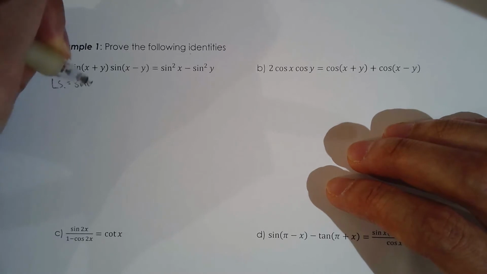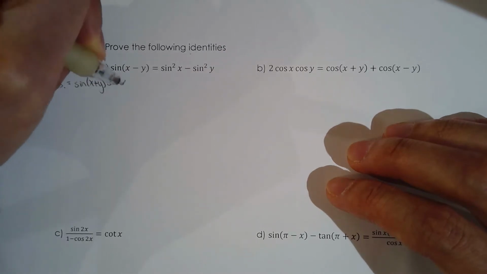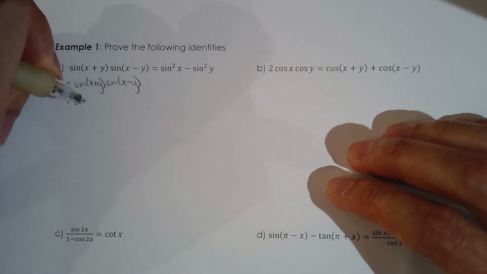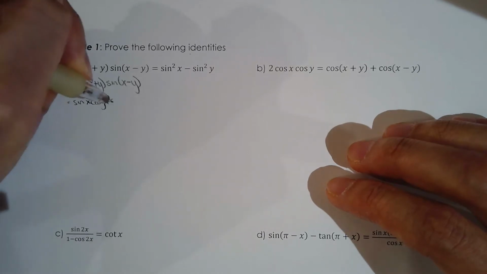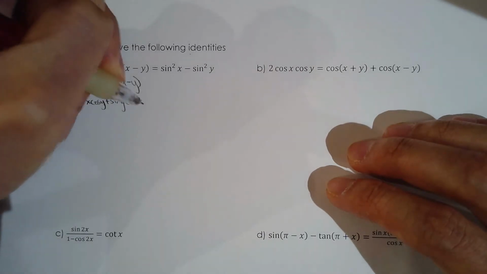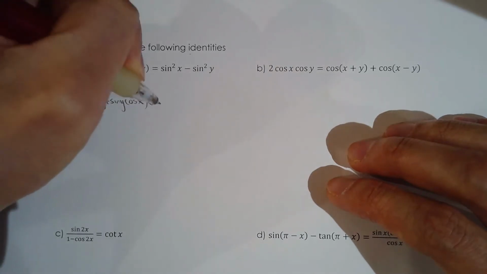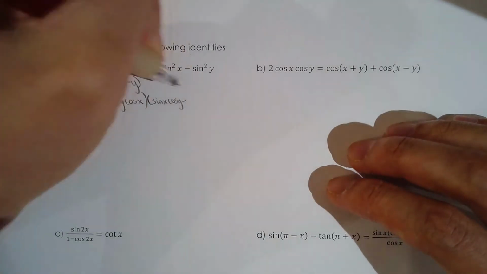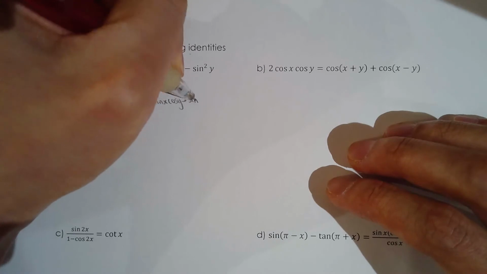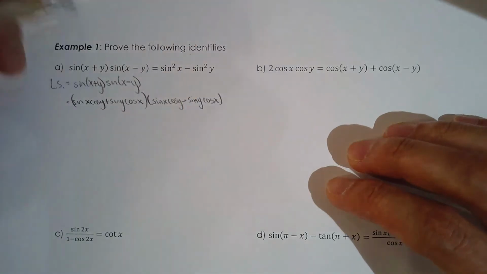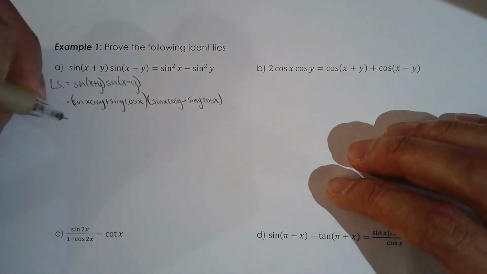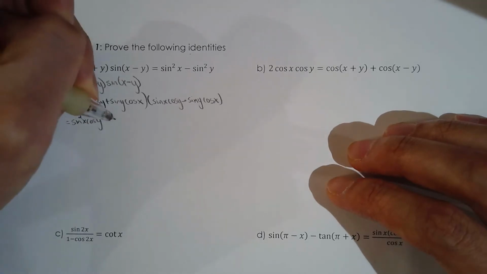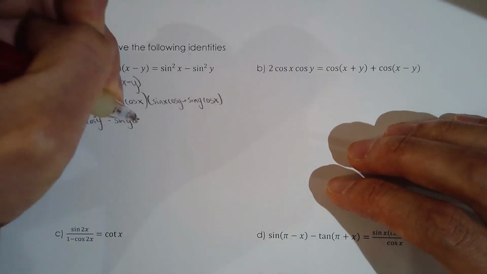So sine of x plus y, sine of x minus y. You need to know the addition formula and you need to know the subtraction formula for sine. So the subtraction formula for sine is sine x cos y minus sine y cos x. These terms are the same, so it's a difference of squares. So sine squared x cos squared y minus sine squared y cos squared x.